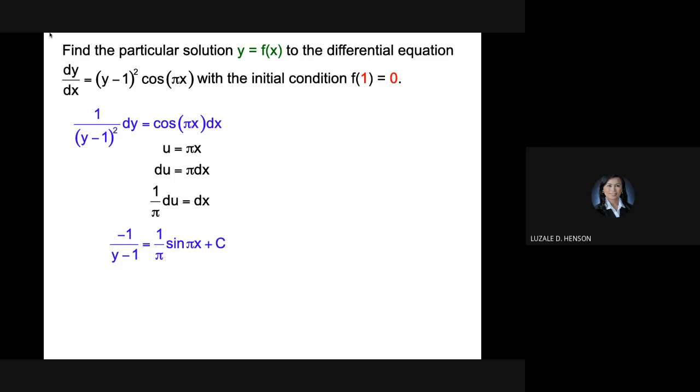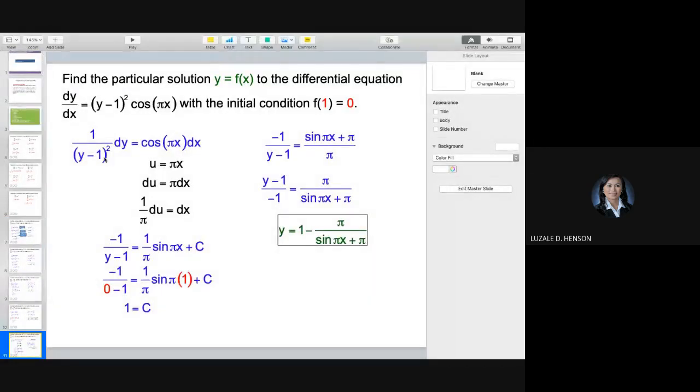Ito naman kasi sa kabila, itong nasa left side na 1 over y minus 1 quantity squared. You know what I'm talking about? So ito, yan. Pag integrate mo niyan, ito yung magiging result. Okay? Ito yung magiging result. Kasi ang u mo dito is y minus 1. Kaya magiging 1 over u squared yan, du. Kuha nyo, class. 1 over u squared du. And what is the integral of 1 over u squared du? The negative 1 over u. Kaya meron kang negative 1 over u. And then ito ay magiging, the integral of cosine is sine of u, pero meron kang 1 over pi. Review nyo integral nyo. Ayan.